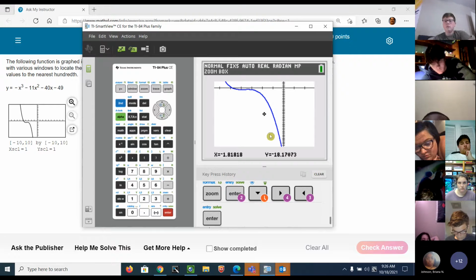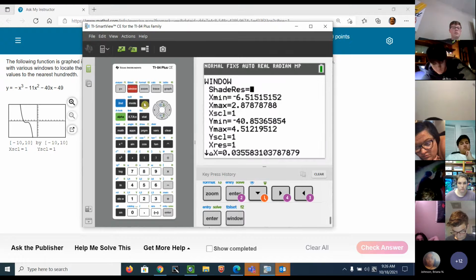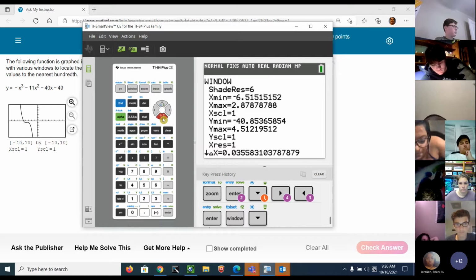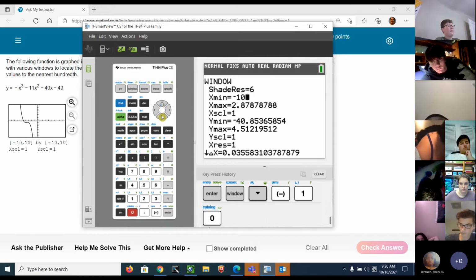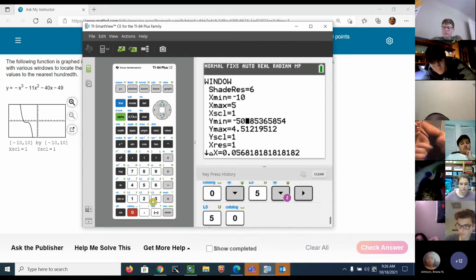Now, if you want to set it by the window, you have to hit window. And negative x-min, it really doesn't matter. I'm going to do negative 10 to 5. And then I'm going to do negative 50 because I want to get my y-intercept, negative 49, in there.